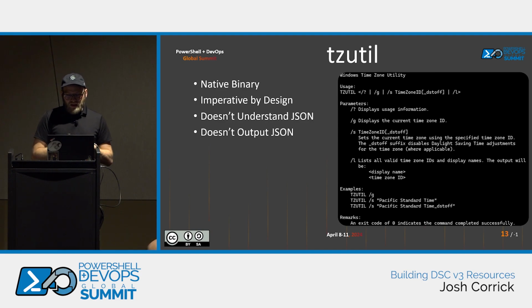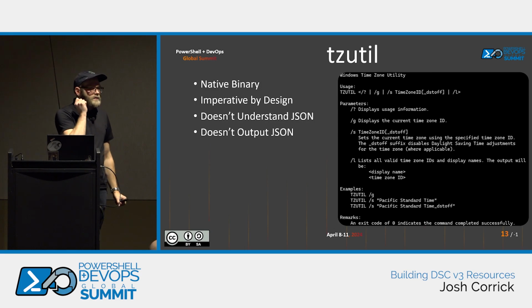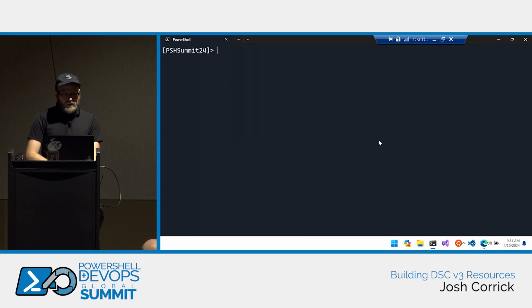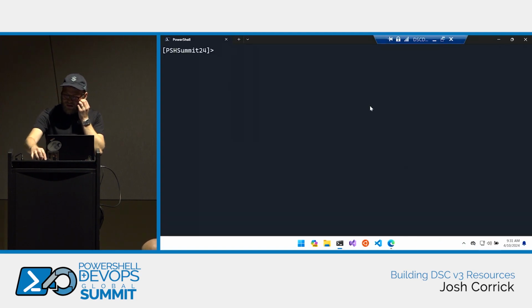It's already there. It's imperative by design, meaning that you have to give it specific arguments to make it do something. It doesn't understand JSON. It was probably written long before JSON was a thing. And obviously, it doesn't output any JSON to us. So we got to think of a way to kind of craft this into our specific scenario. So let me go ahead and clear the screen here again, although it's already cleared.